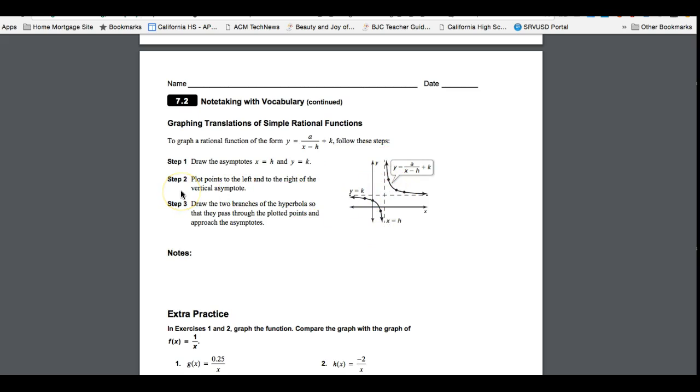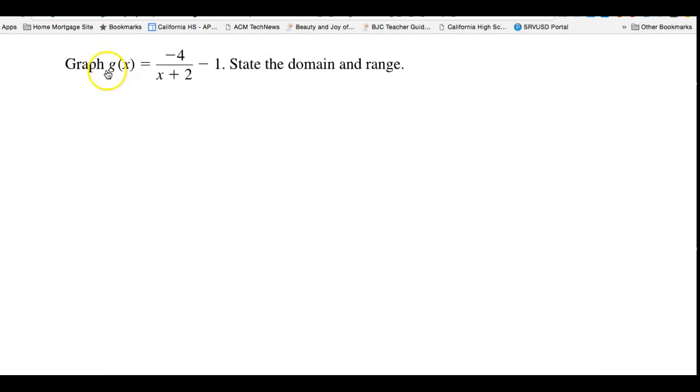So first thing we do is we plot our asymptotes. Then we plot points to the left and to the right of the vertical asymptote. So our vertical asymptote is here. That's our one that goes up and down. We pick points to the left, 3 points to the left and 3 points to the right. And then we connect those to draw our two branches of the hyperbola. So, and then we draw our branch extending towards the asymptote but never touching. So let's go back and look at here.